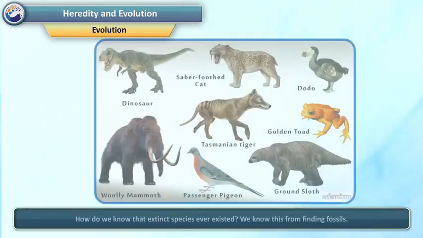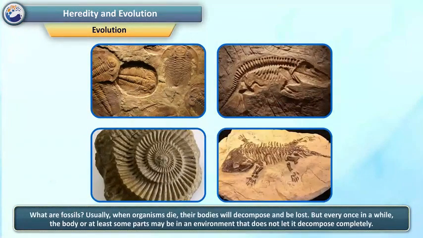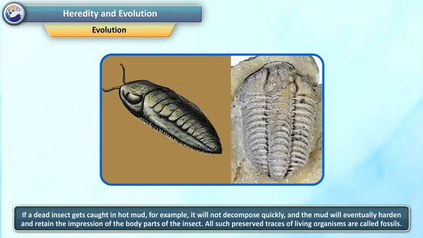Fossils. How do we know that extinct species ever existed? We know this from finding fossils. What are fossils? Usually, when organisms die, their bodies will decompose and be lost. But every once in a while, the body or at least some parts may be in an environment that does not let it decompose completely. If a dead insect gets caught in hot mud, for example, it will not decompose quickly, and the mud will eventually harden and retain the impression of the body parts of the insect. All such preserved traces of living organisms are called fossils.